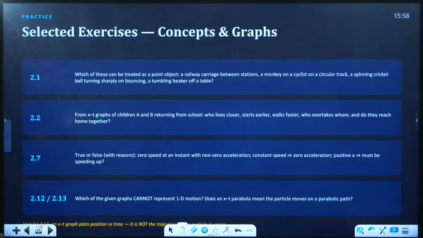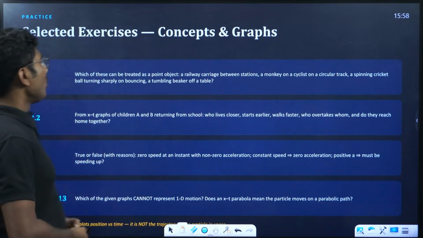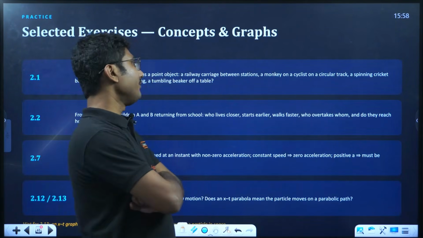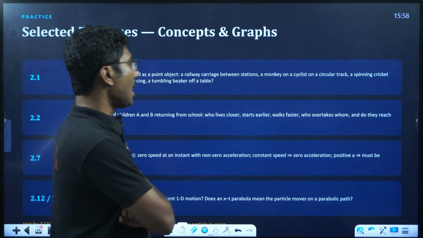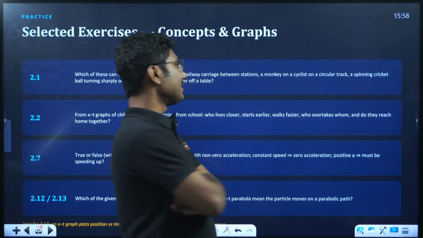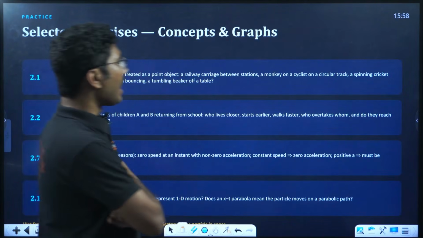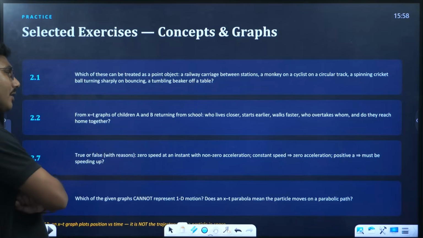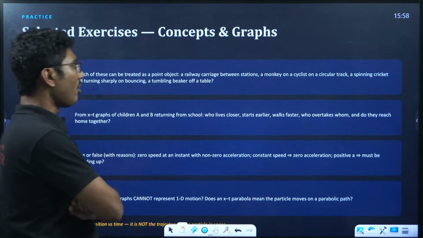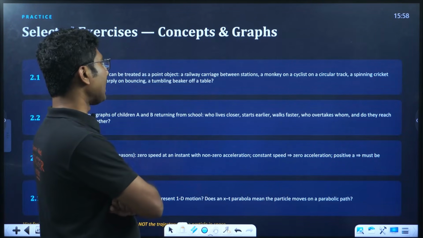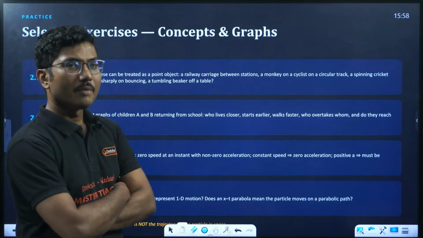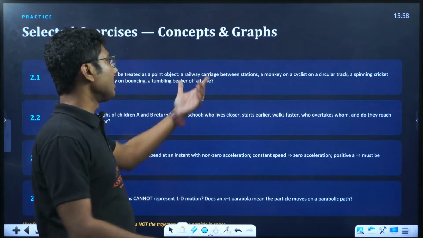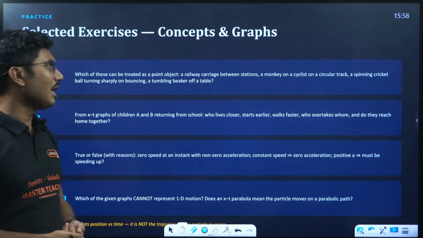Okay, now next, selected exercise. Which of these can be treated as a point object? So let's see. A railway carriage moving between stations, a monkey on a tree, a cyclist on a circular track, a spinning cricket ball turning sharply on a bouncing wicket, a tumbling beaker slipping off a table. So here if you say a railway carriage between stations, basically the distance between two stations is very long, so definitely a railway carriage can be considered to be a point object.